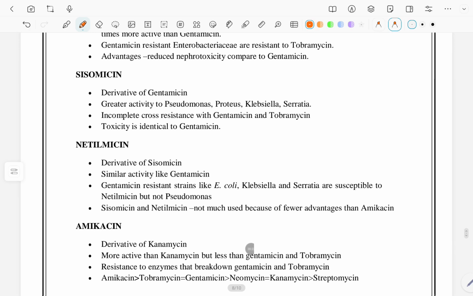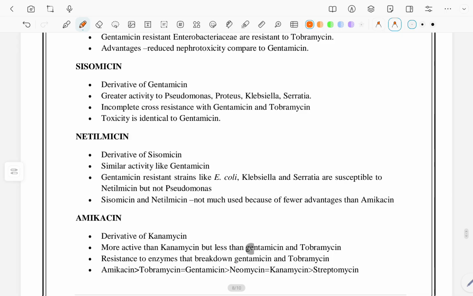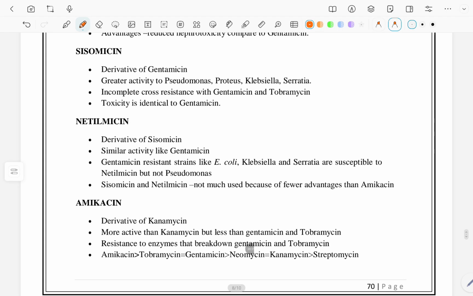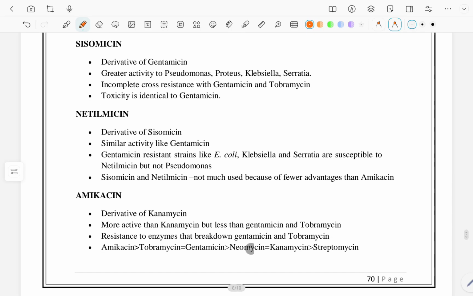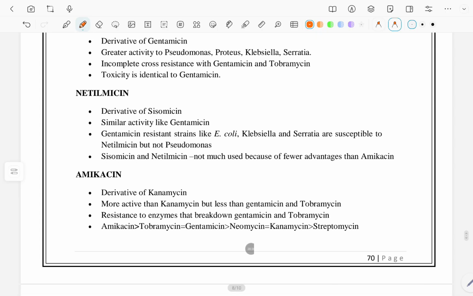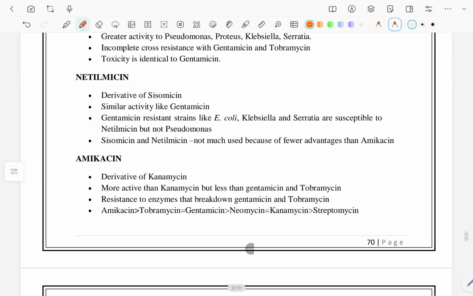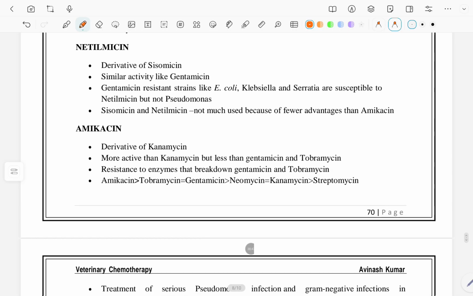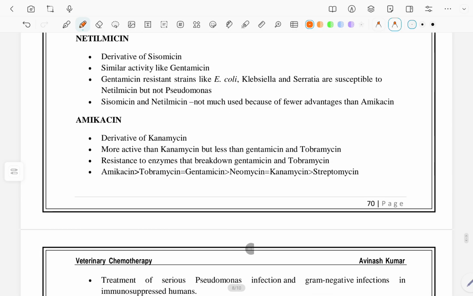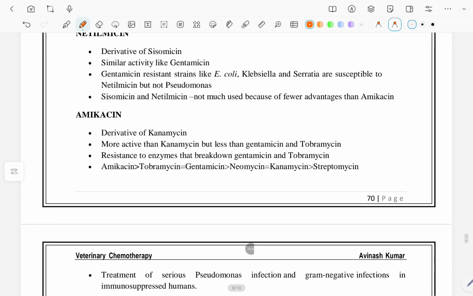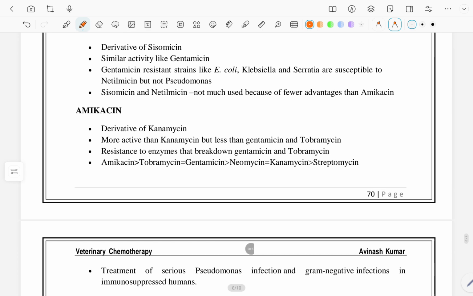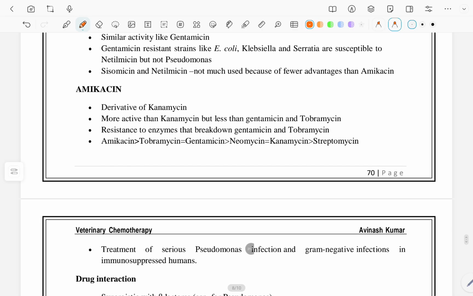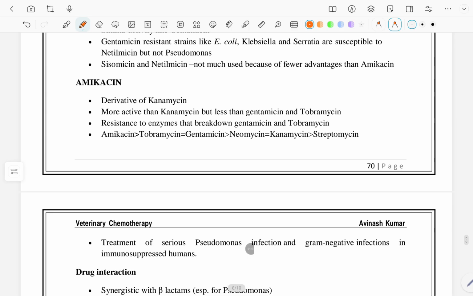Sisomicin, a derivative of gentamicin, has greater activity against Pseudomonas, Proteus, Klebsiella and Serratia, with incomplete cross-resistance with gentamicin and tobramycin. Toxicity is identical to gentamicin. Netilmicin, a derivative of sisomicin, has similar activity to gentamicin. Gentamicin-resistant strains like E. coli, Klebsiella and Serratia are susceptible to netilmicin but not Pseudomonas. Sisomicin and netilmicin are not much used because of fewer advantages than amikacin.